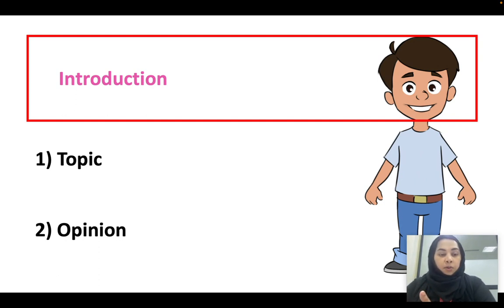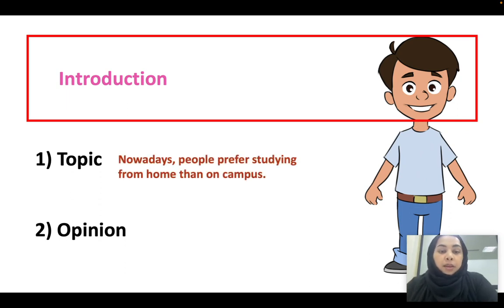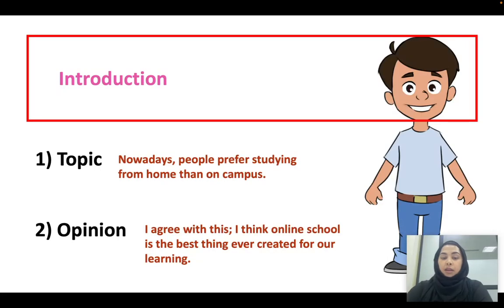Okay? In the introduction, we have to mention what the topic is. And then it's very important we also state our opinion. What do we think about this topic? Usually in essays, they will give you the topic and you'll just have to talk about it. In this case, the topic is studying from home or online studying. So this is the topic. Nowadays, people prefer studying from home than on campus. What do I think about this? I agree with this. I think online school is the best thing ever created for our learning. And this, of course, is up to you whether you agree or disagree. In this case, I agree.